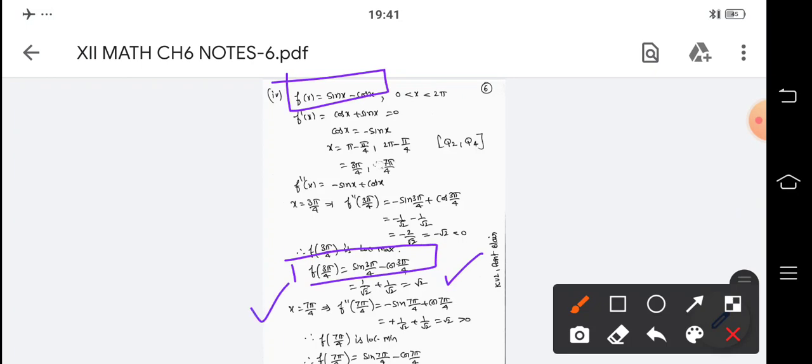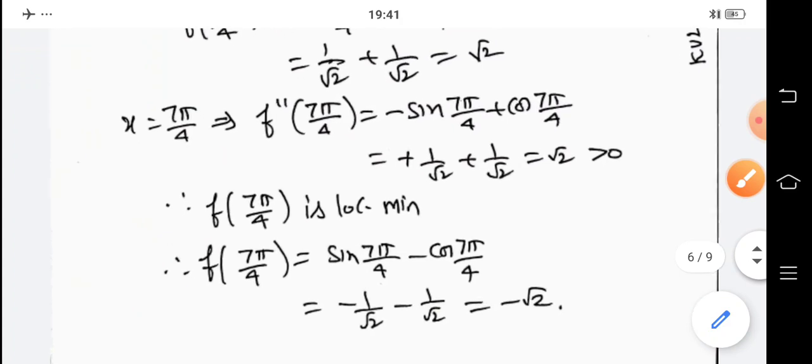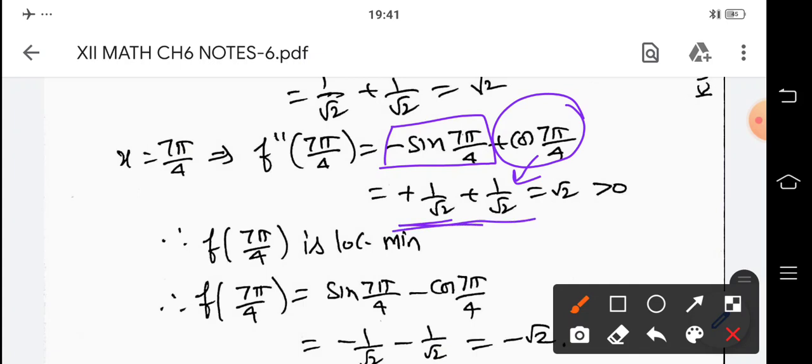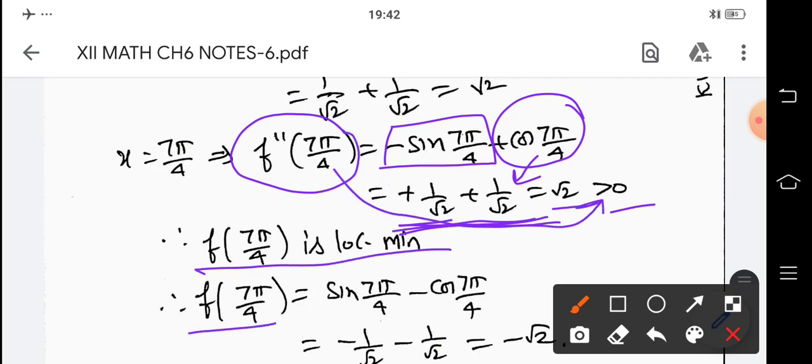Similarly, x is equal to 7 pi by 4, substitute in the second derivative, so that you get root 2 greater than 0. 7 pi by 4 is in the fourth quadrant, where sin is negative. So minus sin 7 pi by 4 is plus 1 by root 2, because negative of negative is positive. Cos 7 pi by 4 is plus 1 by root 2, because in quadrant 4 cos is positive. 1 by root 2 plus 1 by root 2 is root 2, greater than 0. The second derivative is greater than 0, so it is a local minimum. Find the value of f of 7 pi by 4 and keep it over there.